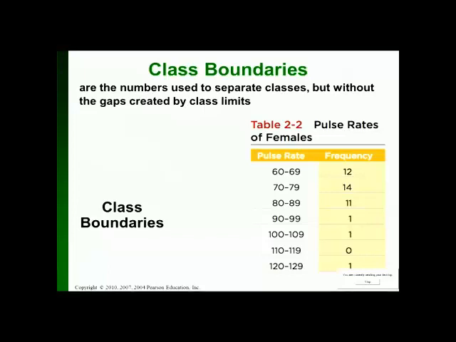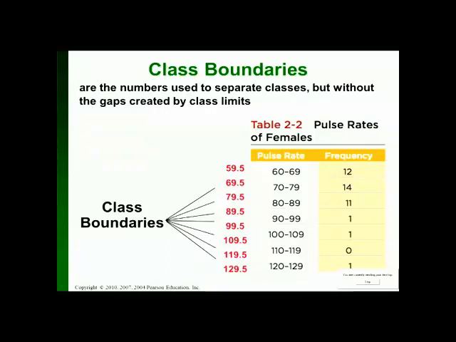79.5 would be directly in the middle of those two classes, 89.5 between those two classes. Those are the class boundaries that we would probably use if we were making a histogram, which we're going to talk about in a minute. Notice that you always have one more class boundary than you do classes. Think of these class boundaries as fence posts.